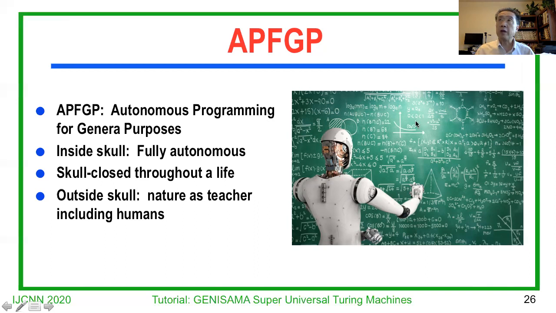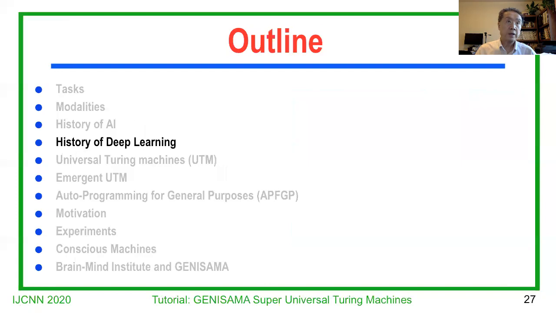Outside the skull, you have nature, and you may have a teacher. The teacher may be a part of the sensory environment and give you information from vision, from audition, from touch, whatever, but the teacher is a part of the environment. Then look into the history of deep learning.